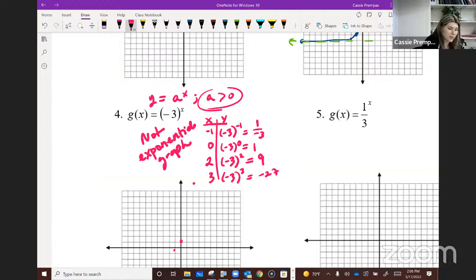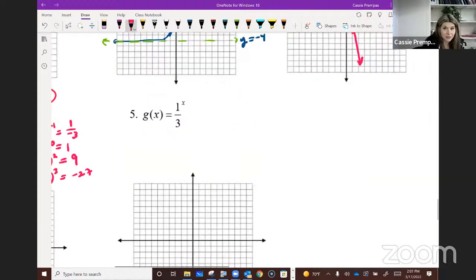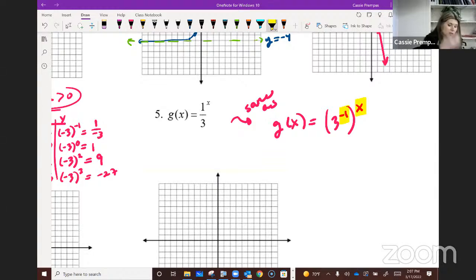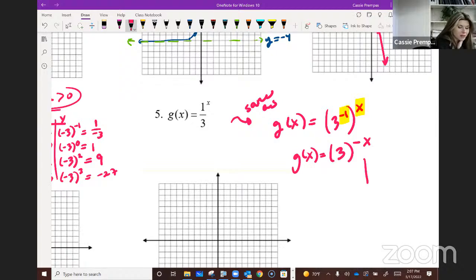Okay, but then number 5. Number 5, you could actually write this one as g of x equals, think about 1/3 as 3 to the -1st, raised to the x. And then back to the prerequisite unit, when you raise an exponent to an exponent, you do what? Multiply, of course. So I have 3 raised to the -x power is actually what this is the same as. And so what is that there?